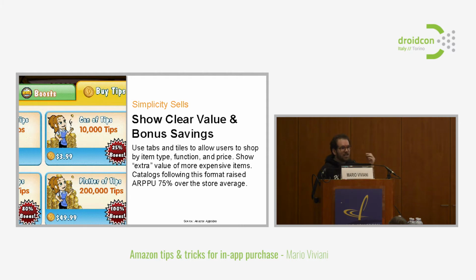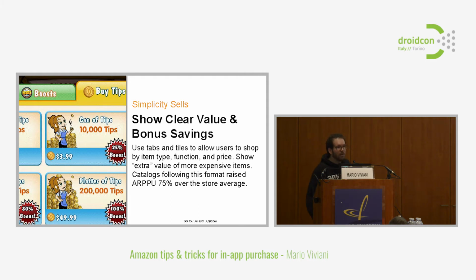Actually, the easiest thing you can do is just add a sticker on the in-app items that says, this one is 25% bonus, this is 100% bonus. Just doing this, we saw 75% more average revenue per paying user. This is just by adding an image that says, this is better.